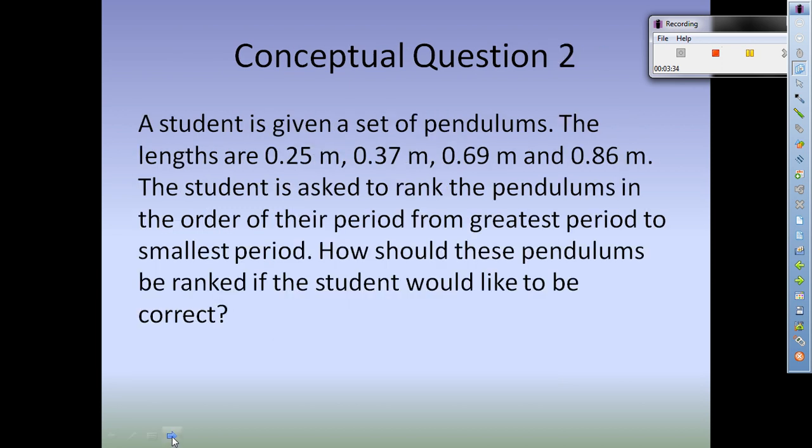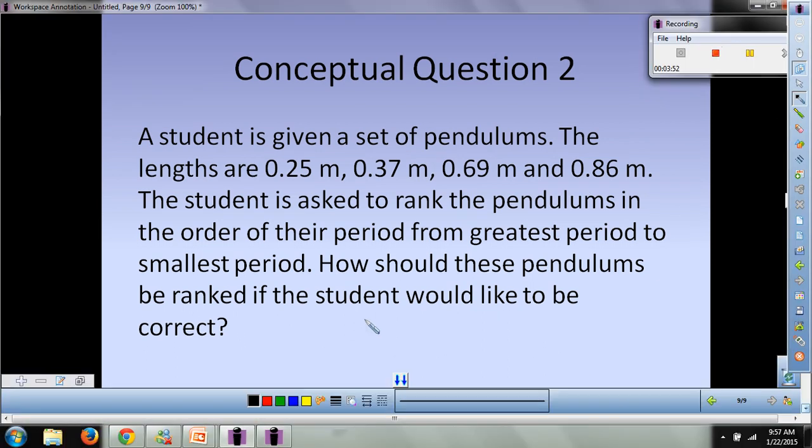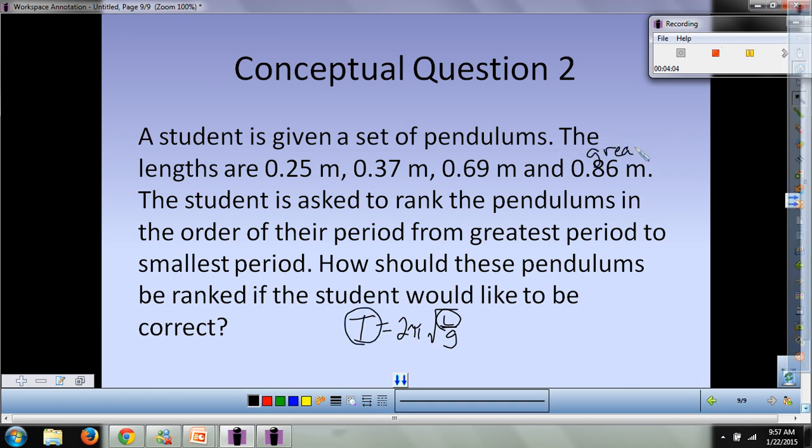All right, so I give you some pendulums. 1/4 of a meter, 0.37 meters, 0.69 meters, and 0.86 meters. I want you to rank the pendulums in the order of their period from greatest to smallest. So how should they be ranked if the student would like to be correct? Well, we've already just said that T is equal to 2 pi times the square root of L over g. So the greater this is, the greater that is. So this one's going to have the greatest. And then this one, and then this one, and finally this one will have the least.